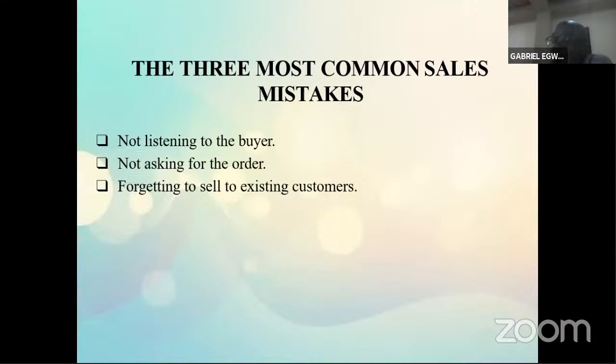The three most common mistakes a salesman can make are not listening to the buyer, not asking for the order, and forgetting to sell to existing customers. You have done all the talking, then you are not asking how many cartons or how many crates do you want. You just imagine that you are looking for new customers all the time. The ones you had before, who is servicing them? The moment they can't see you, you get a replacement. Am I correct?